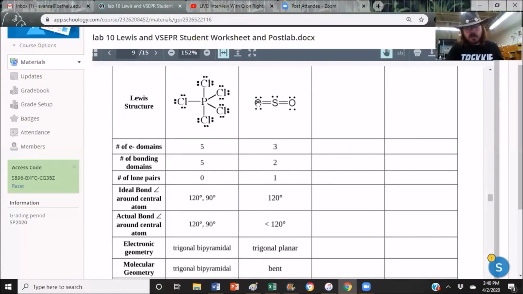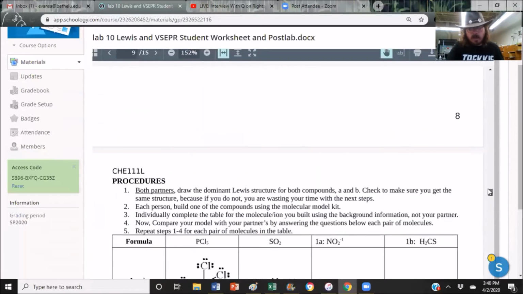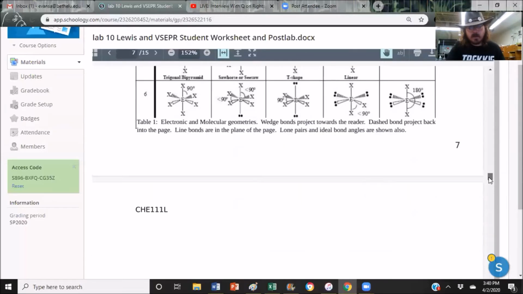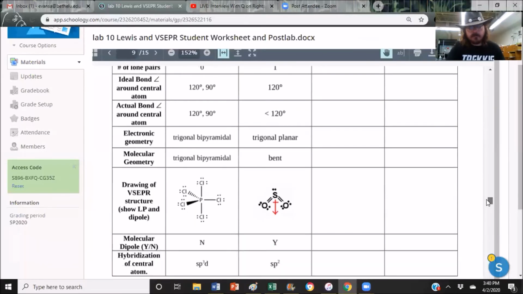So looking at this thing, double bonds still count as one bonding domain. So we count 1, 2, 2 bonding domains. We have 1 lone pair. They add up to 3. Going back up to our structure, 3 electron domains is at 120 bond angle. It's trigonal planar. But 1 lone pair puts us at bent or angular, or less than 120. So you'll start filling that out.